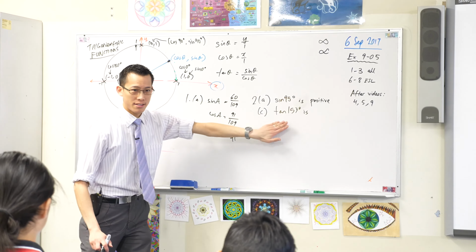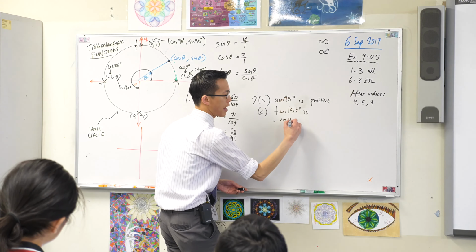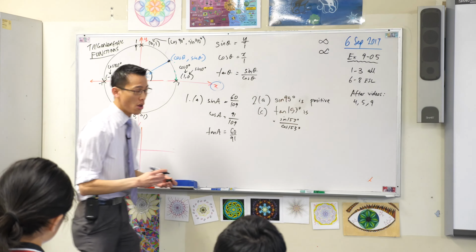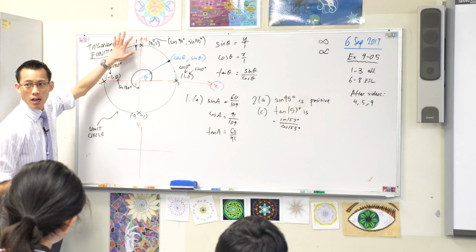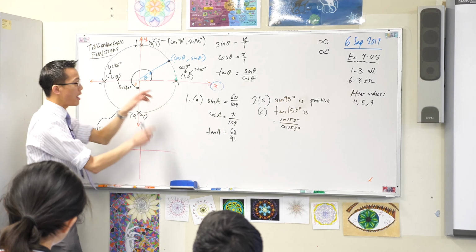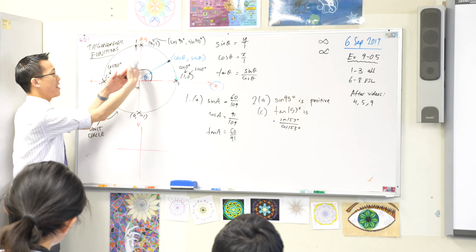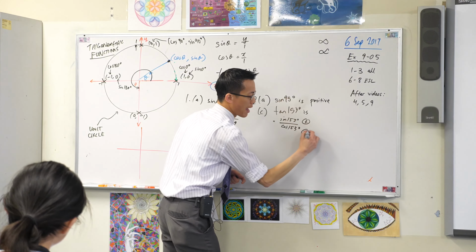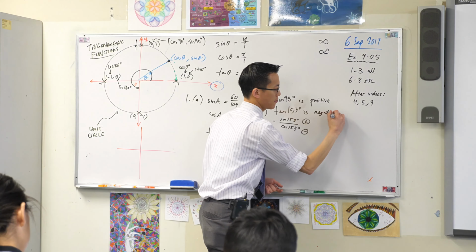Now, tan, think. Tan is sine over cos. Do you agree? Well, if it's sine over cos, is sine positive or negative over here? It's positive, because look, it's up. What about cos? Is cos positive or negative over here? It's the x-coordinate, and this is on the left, so it's negative. So you've got a positive divided by a negative. What's that? There's your answer.